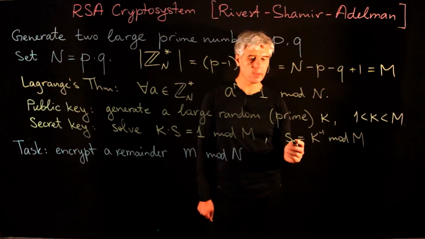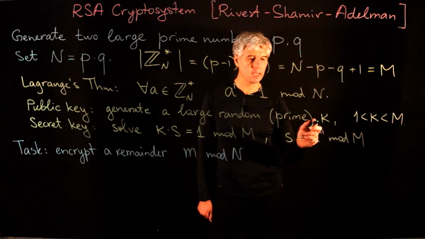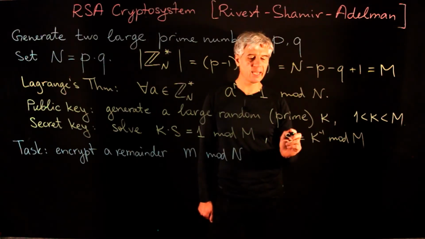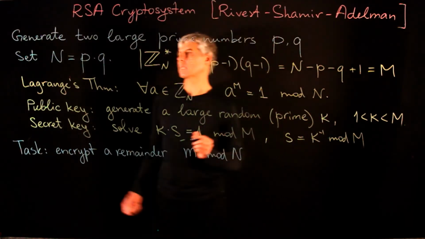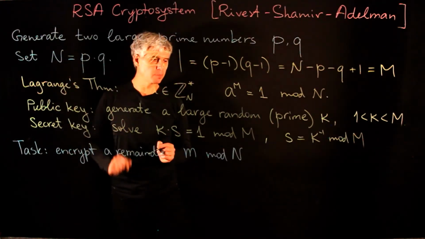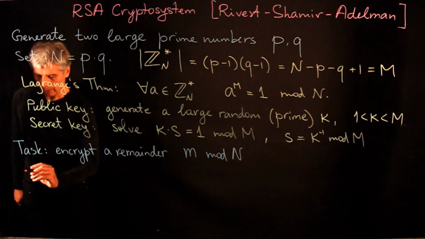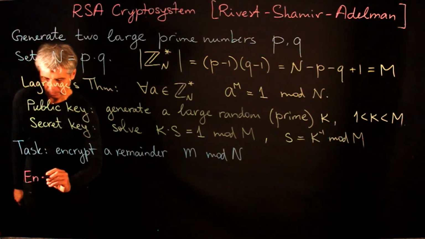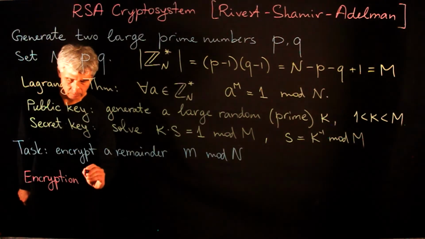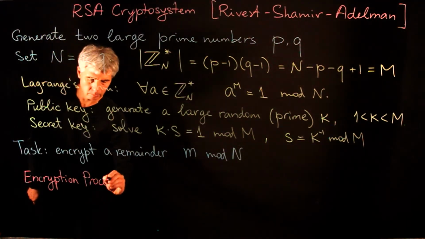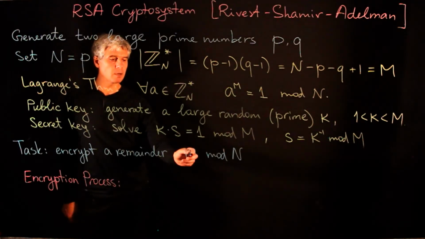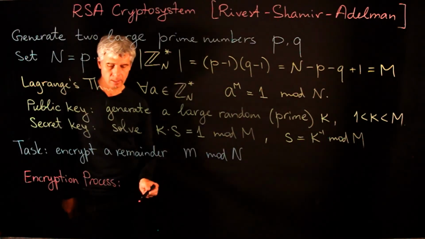Now we have a pair. So we have a public key k and a secret key s. Well, strictly speaking, n is also considered to be a public key. What is our encryption process? So here we want to encrypt a remainder m mod n.